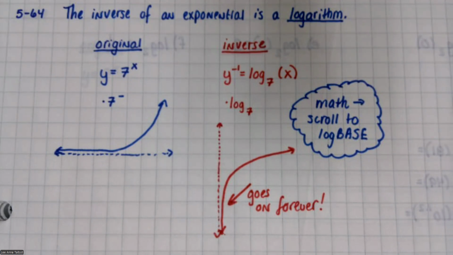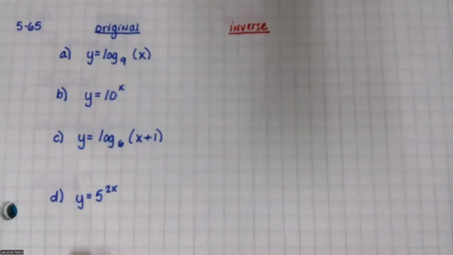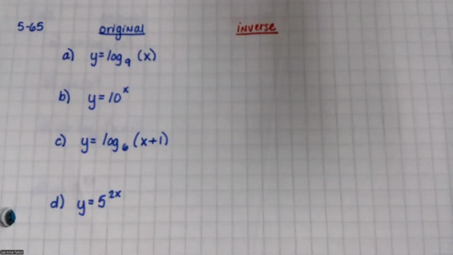Everybody got that? You sure? You're not going to end your log graph and I'm going to have to write you a little note on there, because I don't want to. All right, 65.